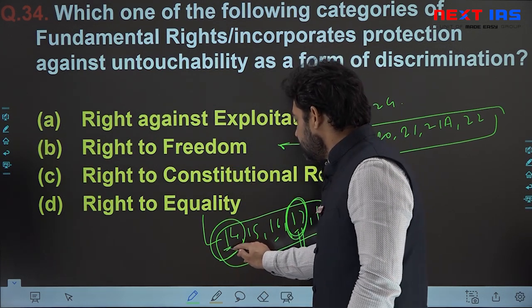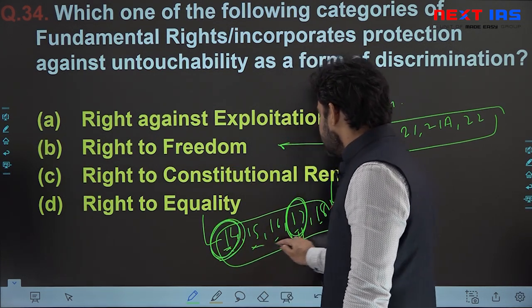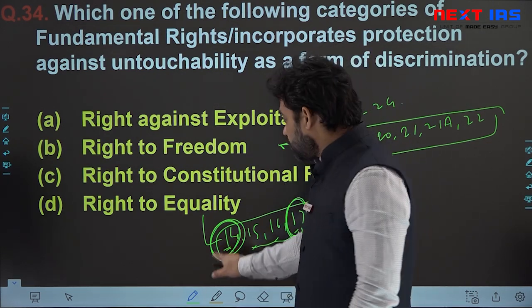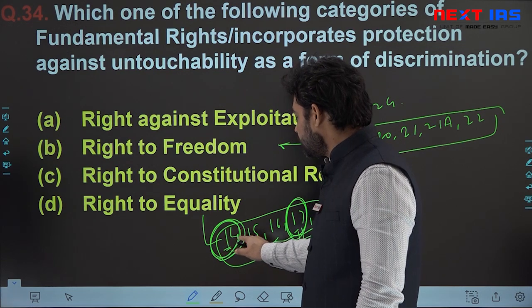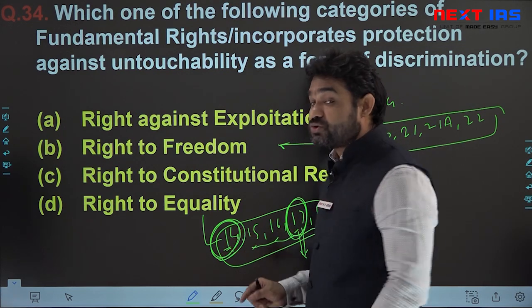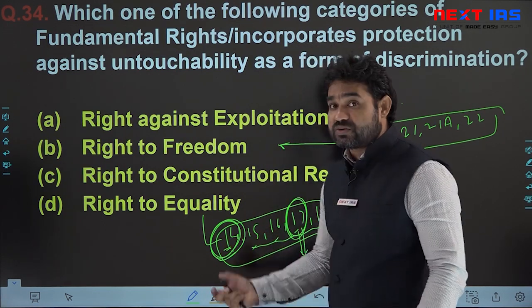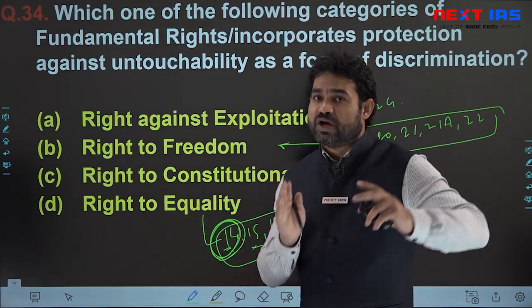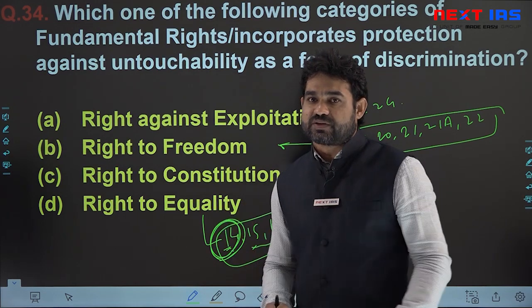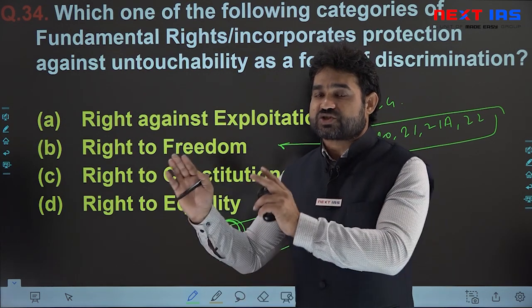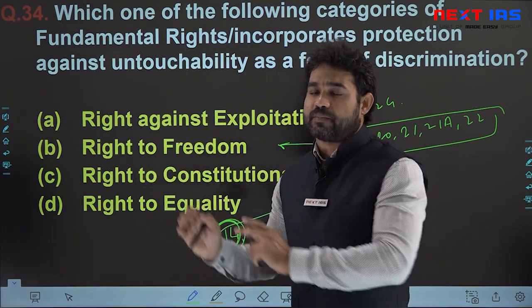So not only 14; sometimes we say it is a kind of genus, and these can be considered as species. Article 14 is general, and these are more specific. It talks about equality before law and equal protection of law. Then 15, 16, 17, 18 talk about the specific dimensions of that. Like 15 talks about general non-discrimination based on religion, race, caste, sex, place of birth. 16 talks about non-discrimination in the specific dimension of matters related to public employment opportunities.